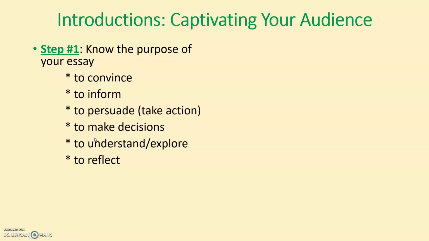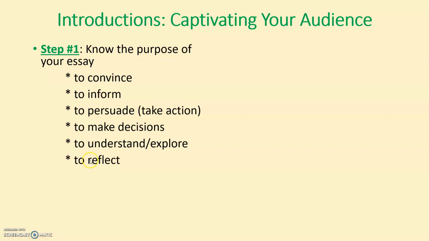Number 4, to make decisions. So maybe the purpose of your essay is to help your audience make a proper decision. These are the kinds of writings where you do a pro and con, and then you help your audience decide which is the better route to take. Next, another purpose is to understand or explore. This happens when an issue is kind of confusing for your readers and maybe they don't have enough information about it. And so you write an essay to help them understand it better.